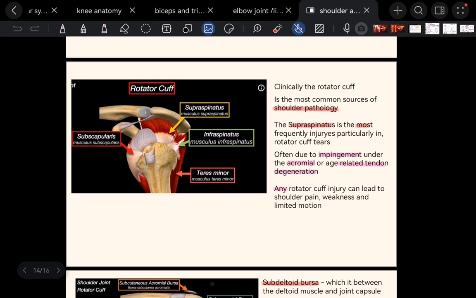Now, clinically, the rotator cuff is one of the most common sources of shoulder pathology. The most commonly injured tendon is the supraspinatus tendon. It could be due to frequent injuries such as impingement syndrome under the acromion, or it could be due to age-related tendon degeneration. Any rotator cuff injury can cause limited range of motion, weakness, stability problems, and pain.